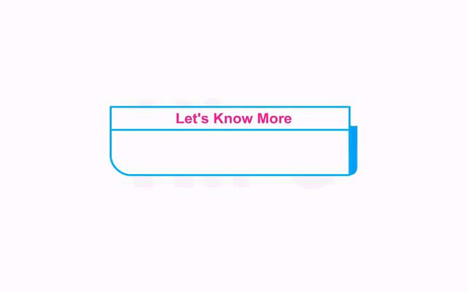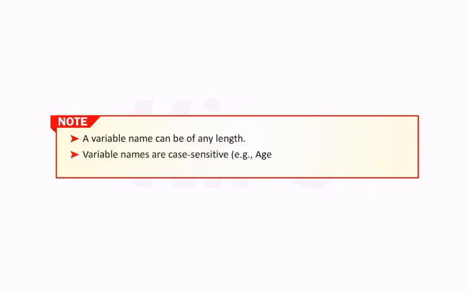Students, let's know more. A keyword is a word that conveys a special meaning to the compiler. Students, note that a variable name can be of any length. Variable names are case sensitive. Example, Age and age are different variable names.